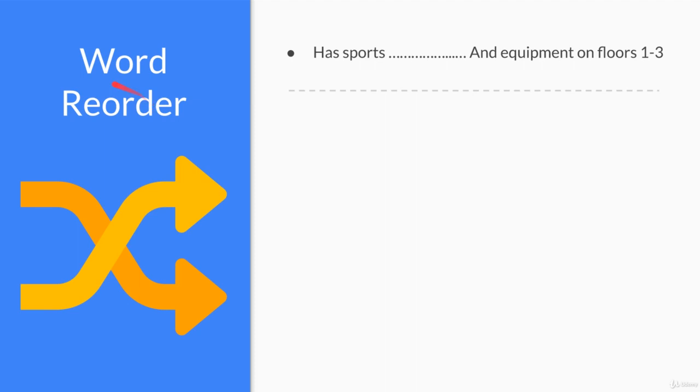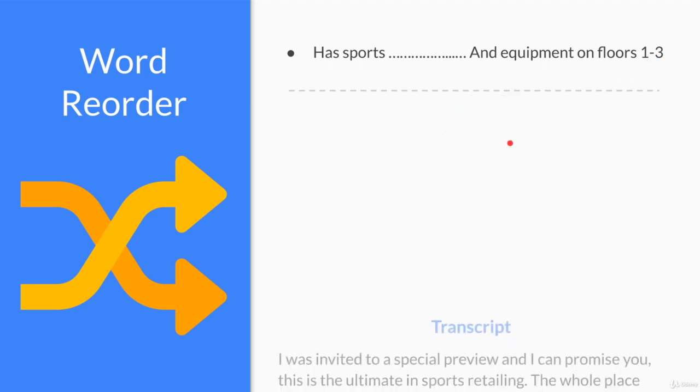Next, we have word reorder. So here is the example for this. Has sports dash and equipment on floors 1 to 3. So here is the transcript for this.